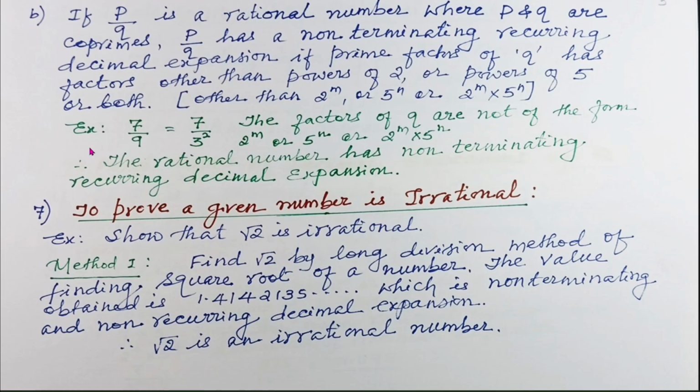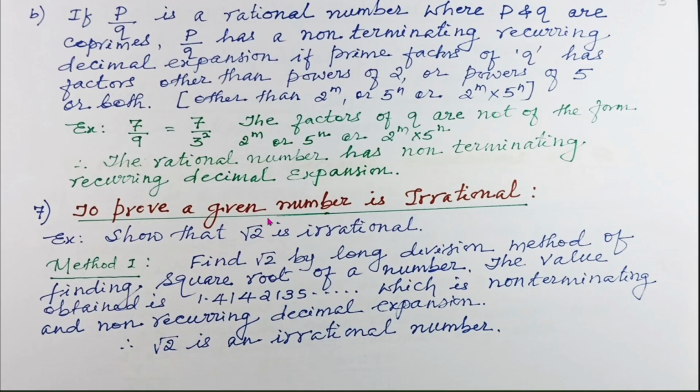Let us understand this with an example. 7 by 9 is equal to 7 by 3 square. Now here q is not a power of 2 or 5; it is 3 square, which is neither 2 raised to m, nor 5 raised to n, nor 2 raised to m into 5 raised to n. Therefore 7 by 9 has a decimal expansion which is non-terminating and recurring. So that is how we identify the type of decimal expansion which a rational number can have.